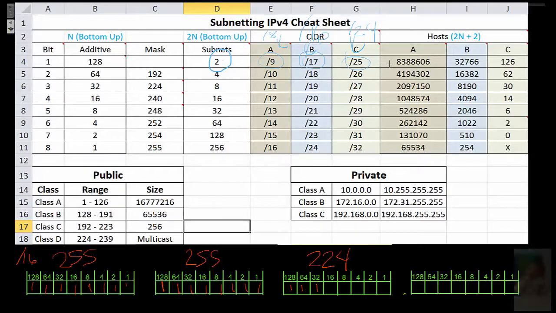Let's say, well, before I add that, these columns are color coded to correspond. A /9 gives you this many hosts. A /10 gives you this many hosts. Remember, this is usable. This is not total addresses in the network. There's always 2 more. There's a net ID and there's a broadcast. That is your usable.